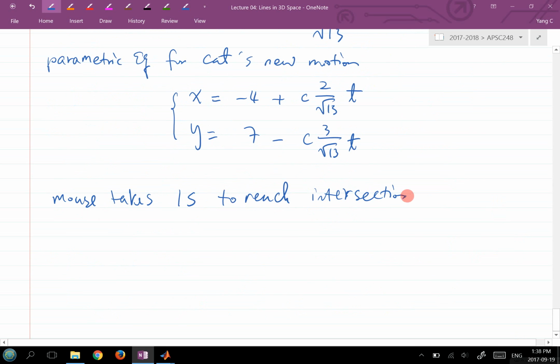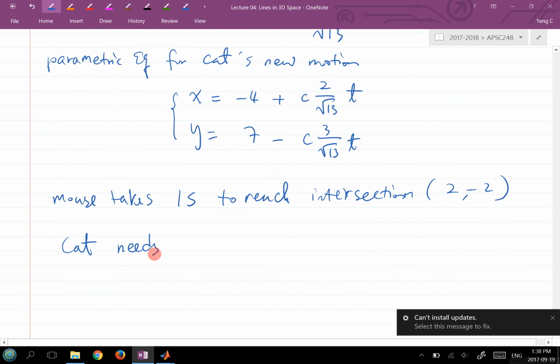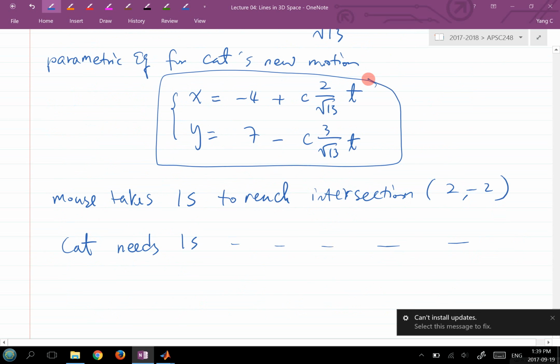Which point is that? That's (2, -2), right? Okay. And of course, we also need the cat to reach the same intersection at the same time, t equal to 1 second. And here is your new updated cat's motion equation. See, right? This is your cat motion here.